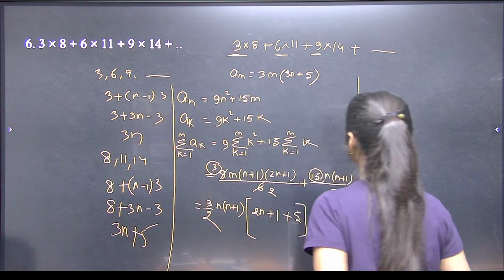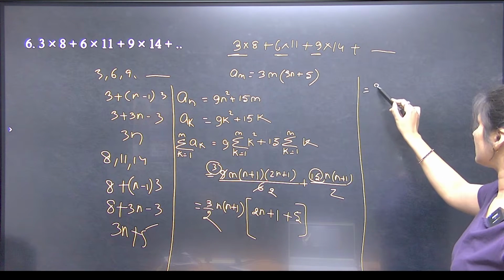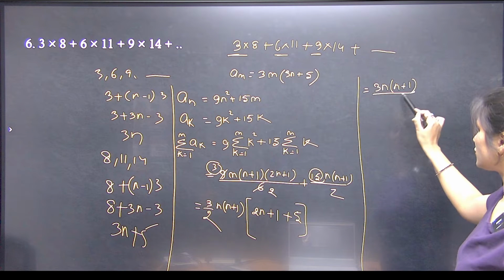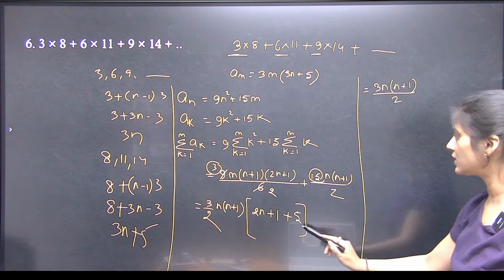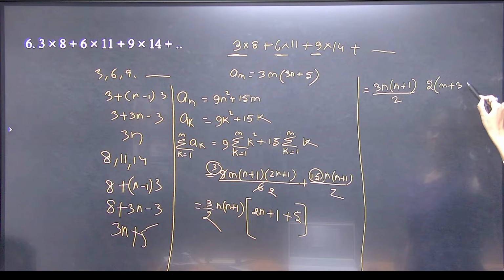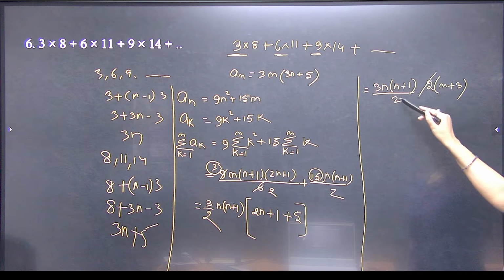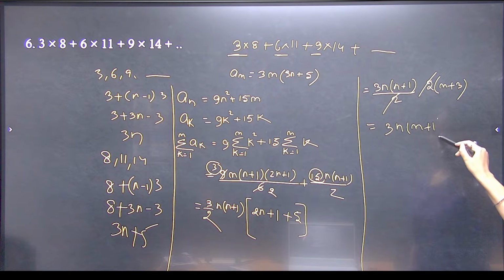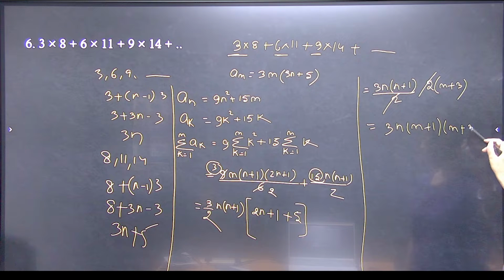So it is 3n plus 1 by 2, and here we have 2n plus 6. So 2n plus 3. I am taking 2 as common. So it is nothing but 3n into n plus 1 into n plus 3. Got it? Okay. So this is the answer of question number 6. Easy. So moving on to next question.